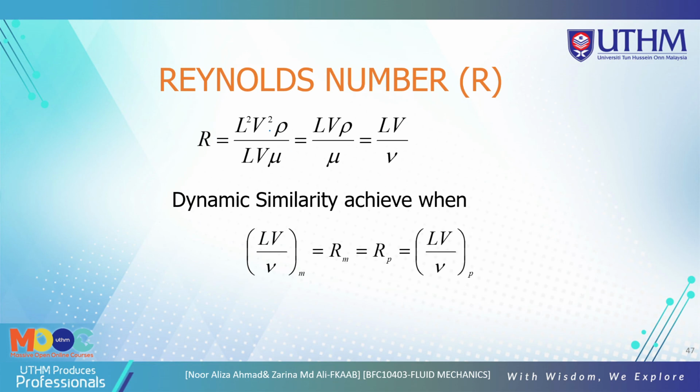Based on the Reynolds number here, we get LVP. Dynamic similarity is achieved when VL over viscosity, the Reynolds number of the model, is equal to the Reynolds number of the prototype. So we get the Reynolds number VL divided by the viscosity for the model is equal to VL over viscosity for the prototype. So the prototype and model are equal based on the similarity.